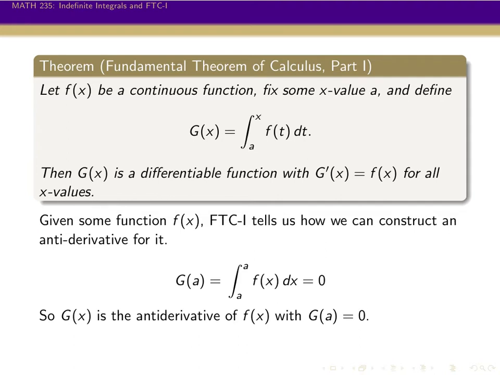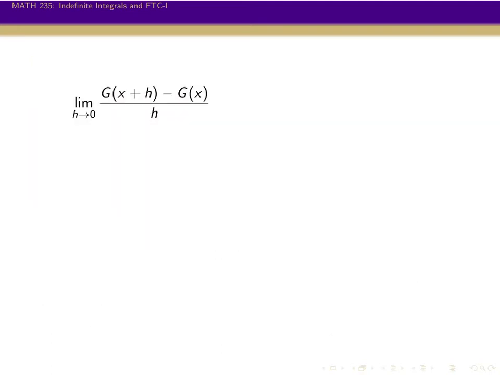So the antiderivative that we get out of this is the antiderivative such that we've set the value of g at the value that we started the integral with, a, to be 0. And this is going to be the only antiderivative of f of x with which this is true. Okay. So let's talk about why this is true.